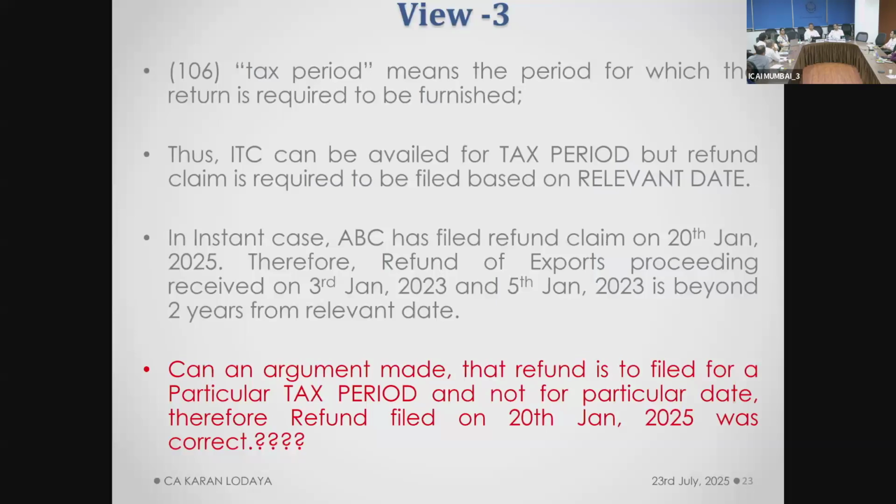So there I cannot say that since the entire thing was not exported, my relevant date will be when the entire thing is exported. That kind of clause is not there in this either. So we are concluding in this that for first.